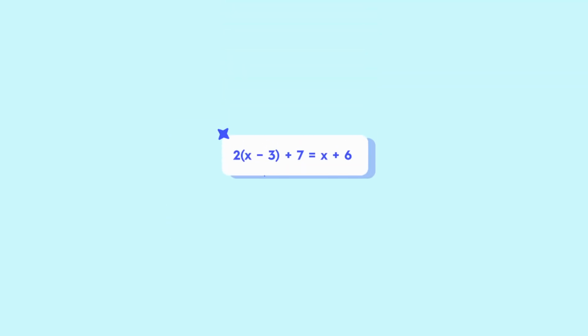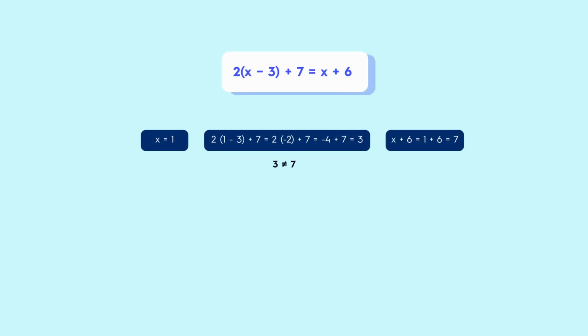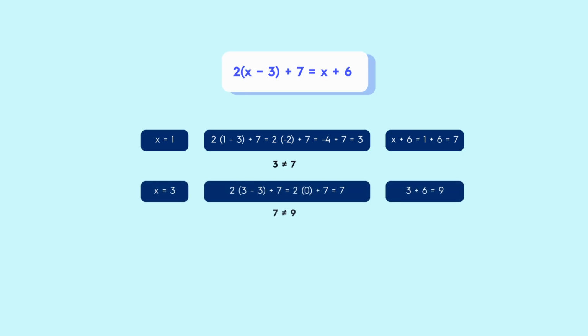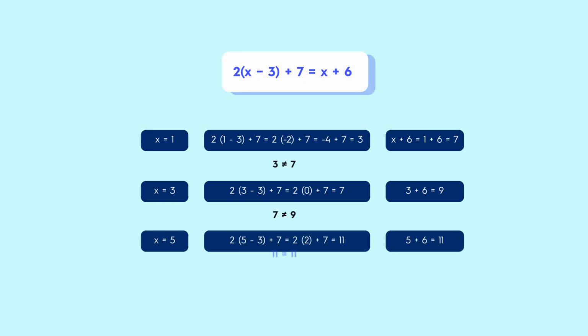A quick table isn't required, but it keeps your work organized and confirms there's only one match. For x equals 1, the left side is 3 and the right side is 7. No. For x equals 3, the left side is 7 and the right side is 9. No. For x equals 5, the left side is 11 and the right side is 11. Yes. These checks confirm that 5 is the only match.